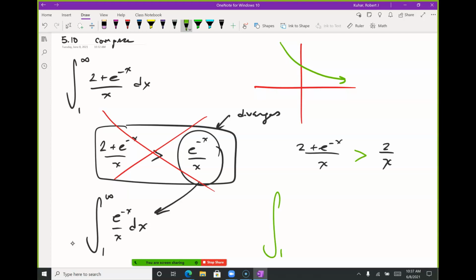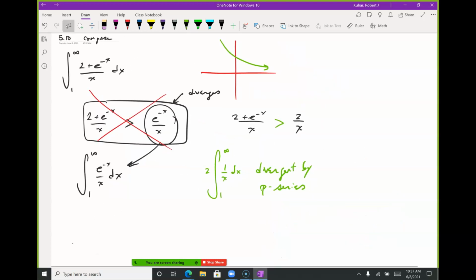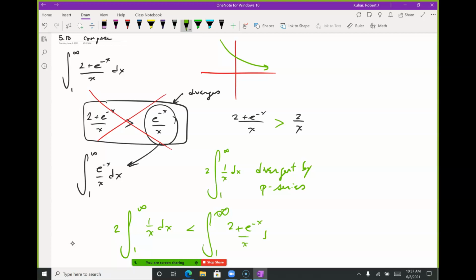And what do I know about the integral from 1 to infinity of 2 times 1 over x dx? This is divergent by the p-series. So since 2 times the integral from 1 to infinity of 1 over x dx is smaller than the original integral from 1 to infinity of 2 plus e to the minus x over x dx, we know that they're both divergent.